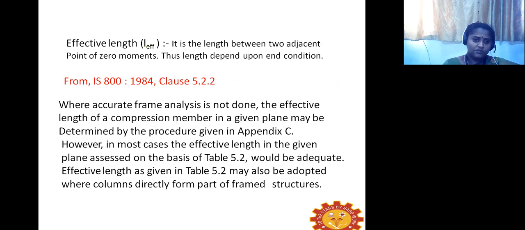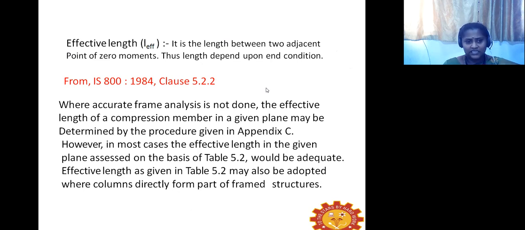Another most important factor here is the effective length. What is this effective length? It is the length between two adjacent points of zero moment. So understand this most important point: points of zero moment. Thus the length depends upon the end condition.